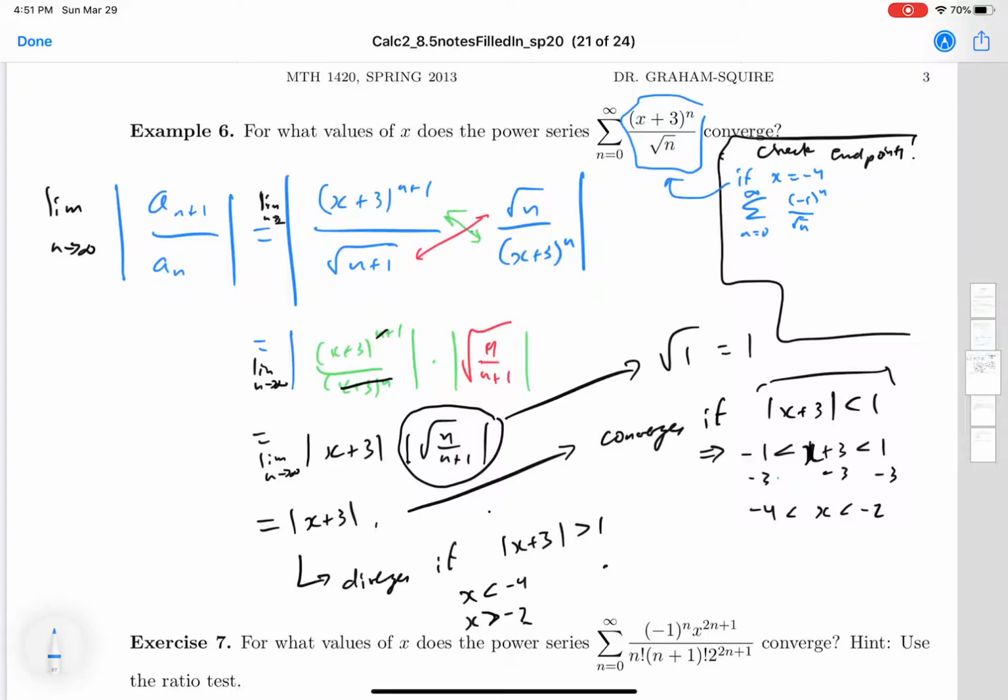And this is an alternating series, and it is decreasing because my 1 over square root of n is going to get smaller and smaller as n goes to infinity. So this will in fact converge.